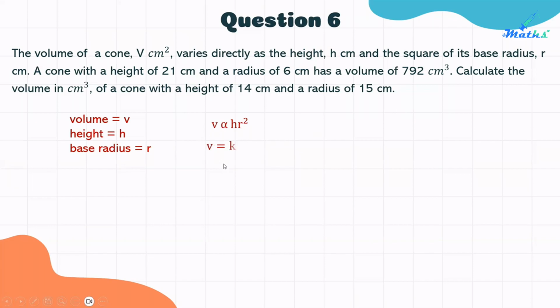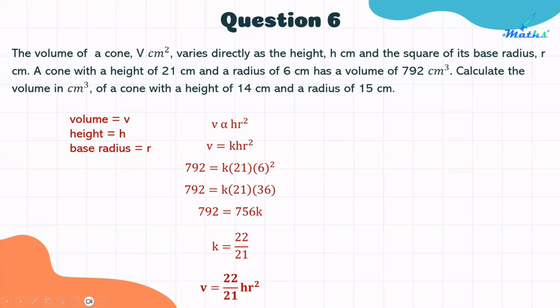So V will equal k h r squared. So solve it, and our k will become 22 over 21. And V will equal 22 over 21 h r squared.